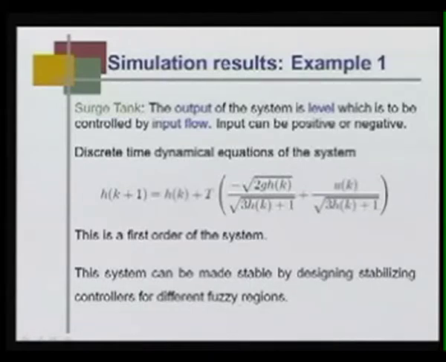Now, we will give some simulation results for the surge tank. The output of the system is the liquid level, which is to be controlled by input flow. Input can be positive or negative. The discrete time dynamical equation of a surge tank is H(k+1) equals H(k) plus T, and you can see that this is a nonlinear dynamics, and also U(k) upon root over 3 H(k+1). This is a first order system. The system can be made stable by designing stabilizing control for different fuzzy regions.